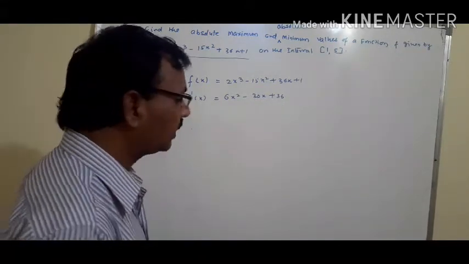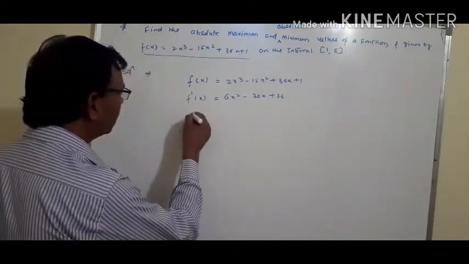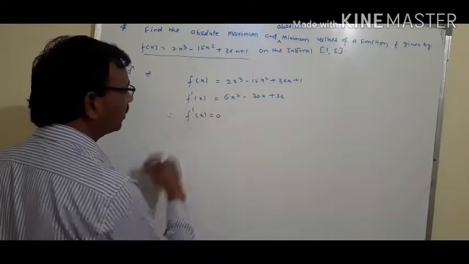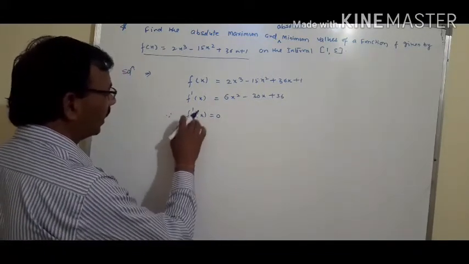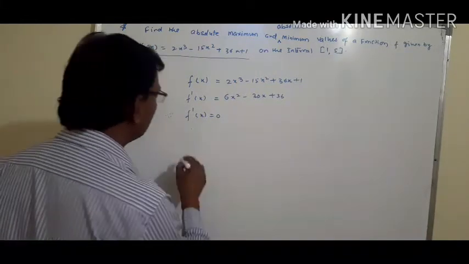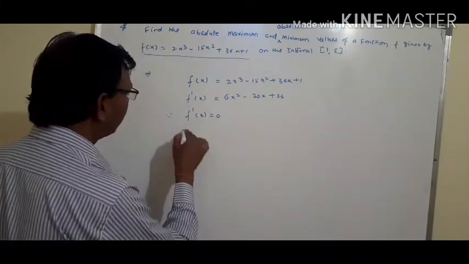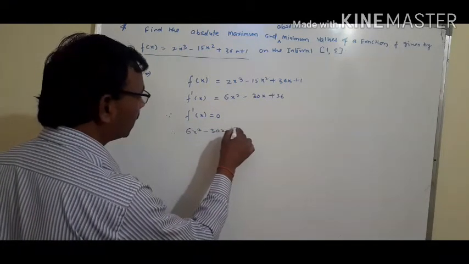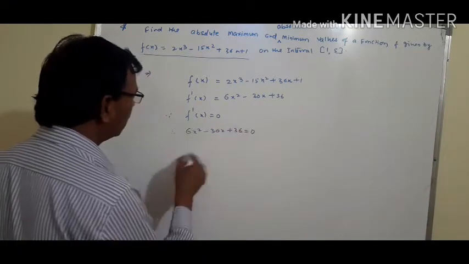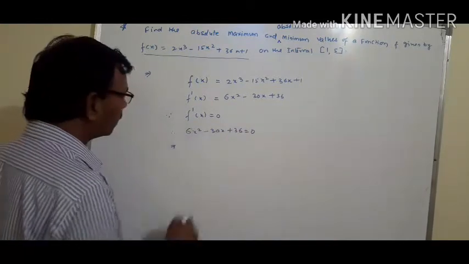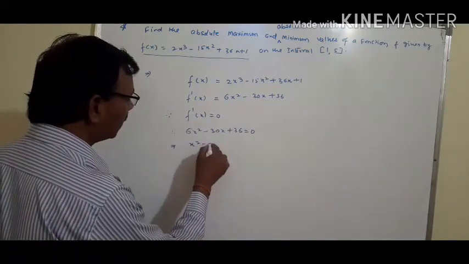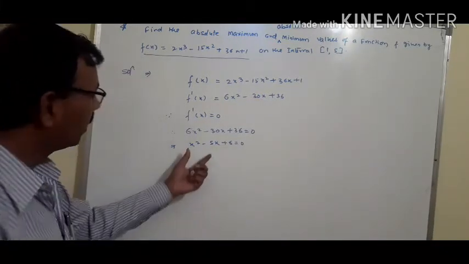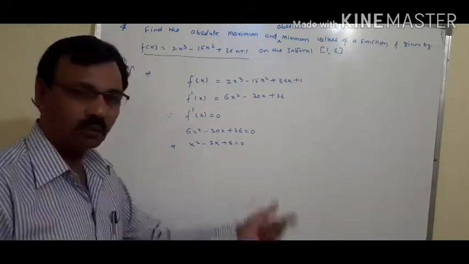Now in the third step, since we need the critical points, we should equate f dash of x equal to 0. Therefore 6x square minus 30x plus 36 equal to 0. Divided by 6 on both sides, this will be x square minus 5x plus 6 equal to 0. Now factorize this and find the value of x.